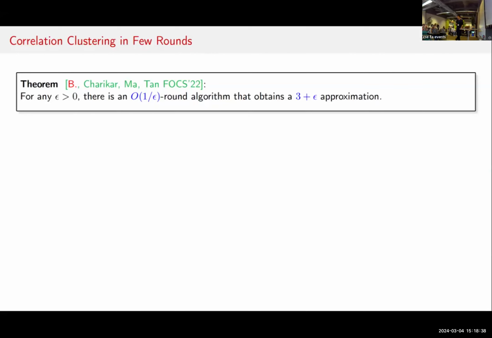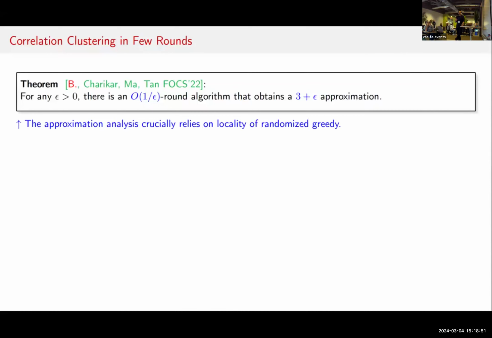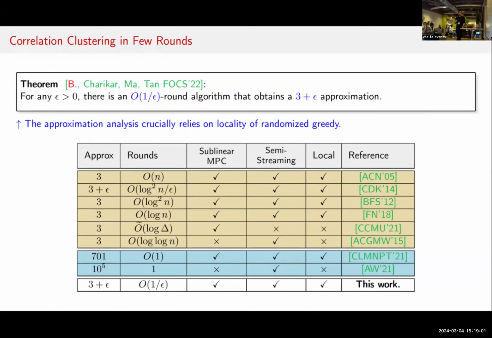We showed that for any positive epsilon, there is indeed a constant round, 1 over epsilon round implementation of a variant of the pivot algorithm that obtains a 3 plus epsilon approximation. And the analysis of the approximation ratio crucially relies on locality of randomized screening and the upper bound of Vichy et al. Okay, yeah, so there was a long line of work on obtaining faster running times.